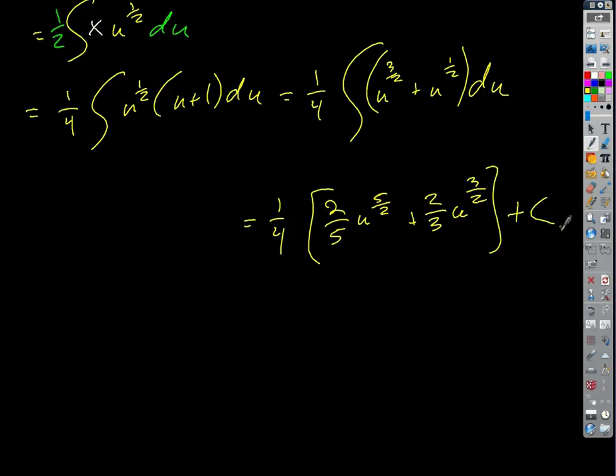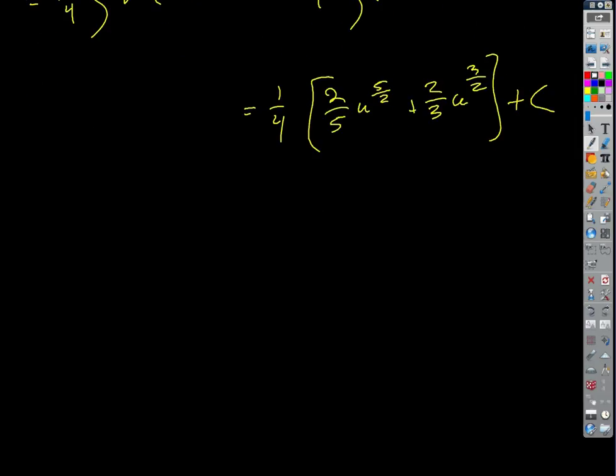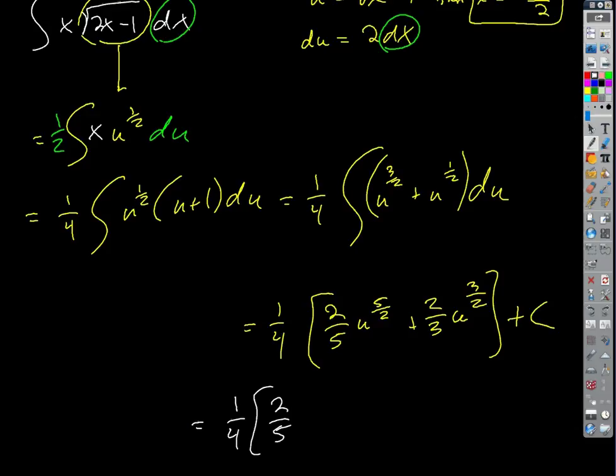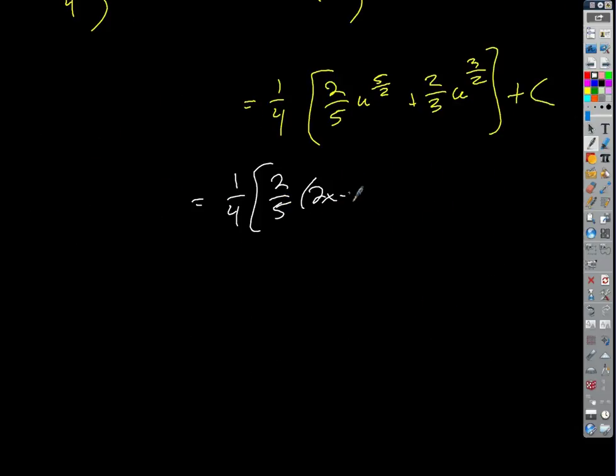See, so this time it was okay. Having a square root wasn't a big deal because it was the square root of a variable, so we could just distribute that over our polynomial, right? And now all we do is reverse the substitution, and we're done. What was our u again? 2x minus 1. So there it is. Okay.